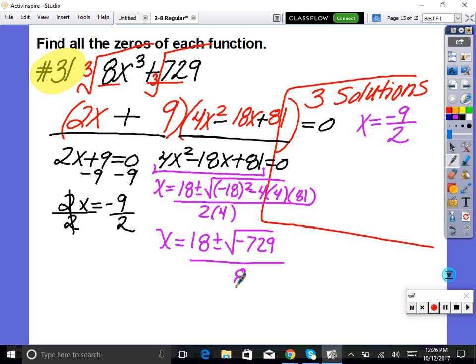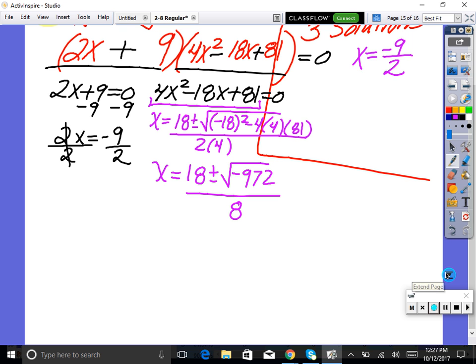Did we get negative 729? Okay. Negative 9. Perfect. Did you use parentheses again? You didn't get negative 972? Yeah, I got that. Okay. Go off to the side. Let's do it. Break it down. It's actually not as bad as it looks, guys.